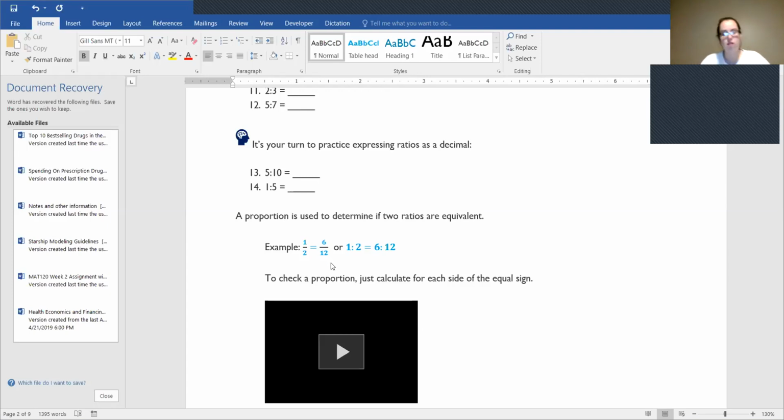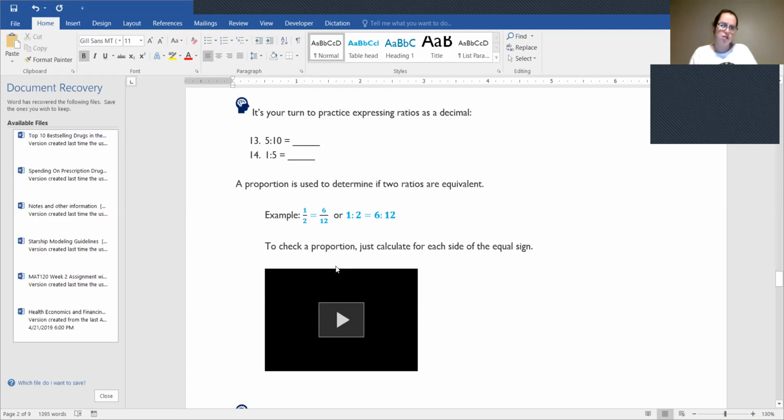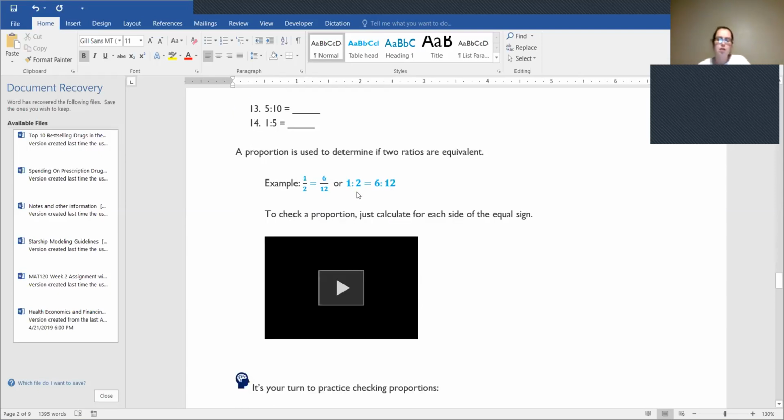You may be given problems on the assessment that ask you, is the following a true proportion? This is how you determine it. Convert it to fractional form, then convert it to decimals. If the decimals are the same, it is a proportion. If not, it isn't. And this, as I say, is the basis for our calculations.